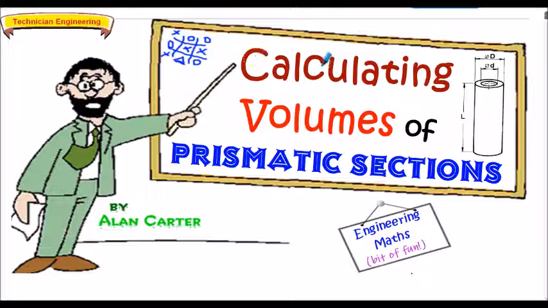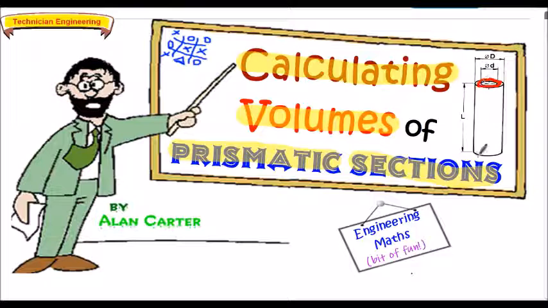Hello and welcome to this short presentation relating to calculating volumes of prismatic sections. A prismatic section being a constant section shape. So for example, calculating the volume of this tube or pipe section shown in the sketch here would be calculating the volume of a prismatic section.